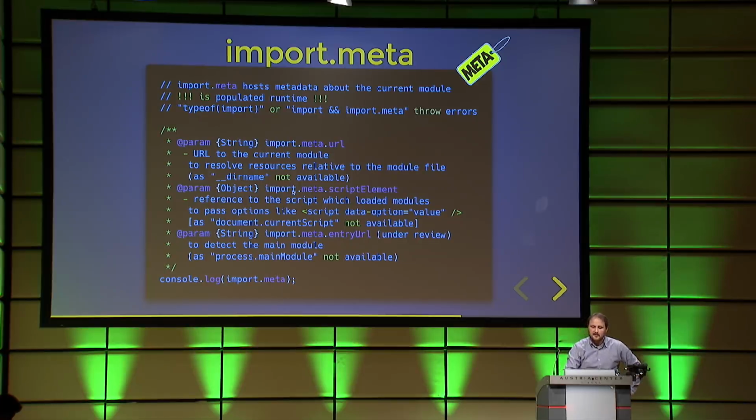Another thing is the script element. I want to have a reference to the current script element. Remember in require.js, you put some data option with the script. To read these particular options from the script, the data option value, you need a reference to your script. Previously, you used document.currentScript, but it's a global variable in JavaScript. We couldn't reuse this for modules. And finally, I want to know, is it the main file or not? What is the entry URL for this particular script?